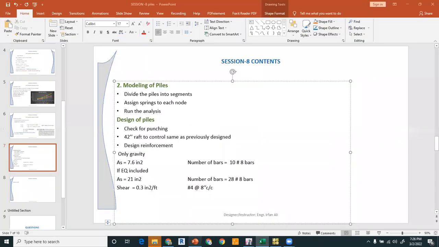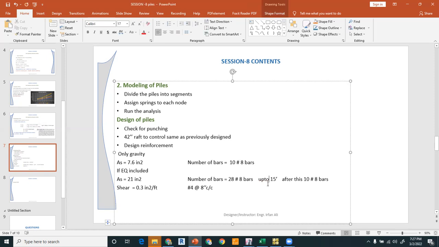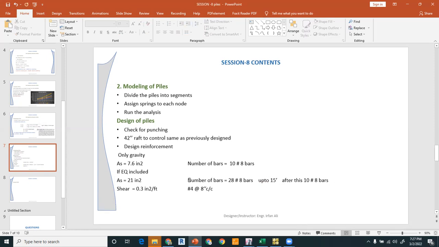So if you're designing your structure for earthquake forces, you must provide this up to 15 feet length, which is the 1/3 length, and after that, you must provide 1%, which is 10 number 8 bars beyond the 1/3 length. So this is how you achieve economy in the piles, right? You provide more reinforcement in the 1/3 length, and after that you can decrease the number of bars. You can also decrease the shear if it is 8 inches.